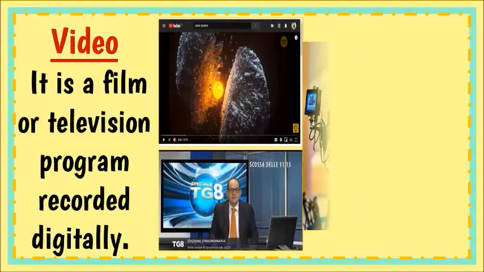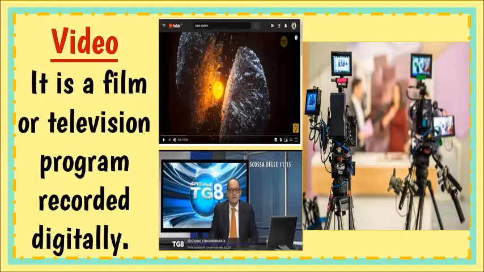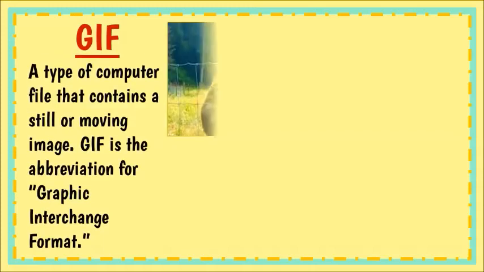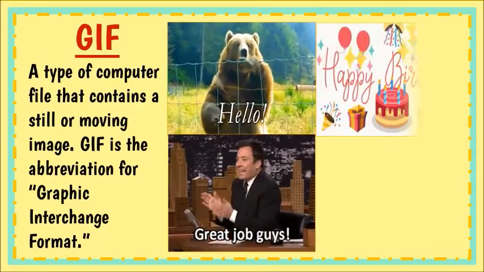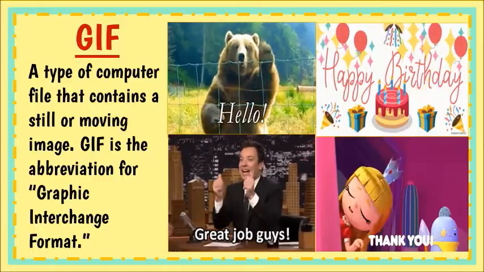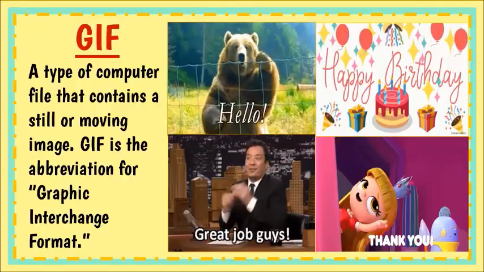It is a film or television program recorded digitally. Next, we have the memes. Memes are humorous images, videos, or pieces of text that are copied often with slight variations and spread rapidly by internet users. Another type is the GIF. A GIF is a type of computer file that contains a still or moving image. GIF is the abbreviation for graphic interchange format.